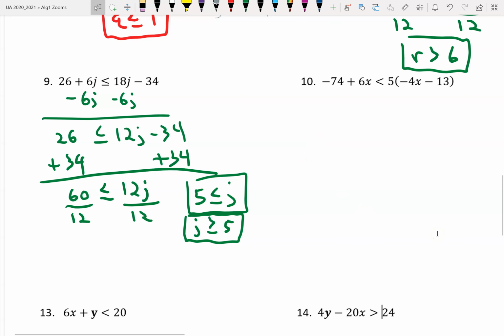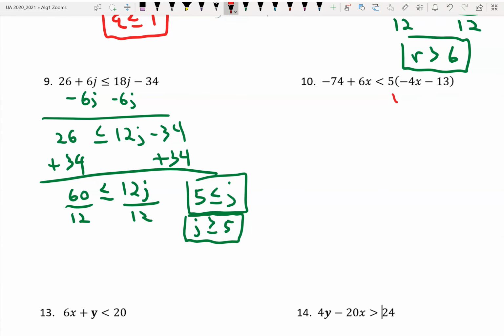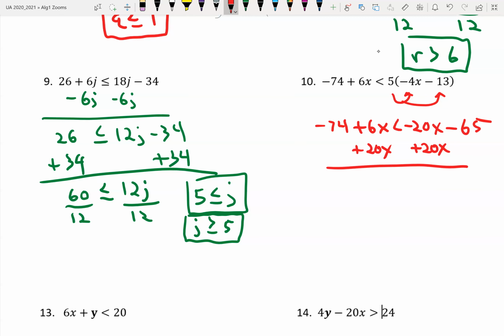Number 10, begin by distributing 5. Left-hand expression remains the same. Negative 20x minus 65. When distributing, the operator remains the same unless we multiply by a negative. Variables on both sides, I will get rid of 1, adding 20x to both sides. Negative 74 plus 26x, preserving our inequality. Negative 65 on the right.